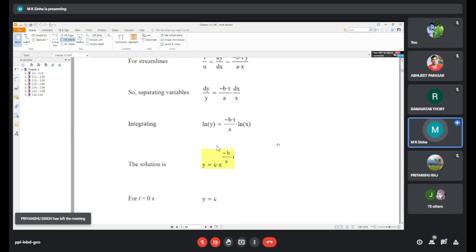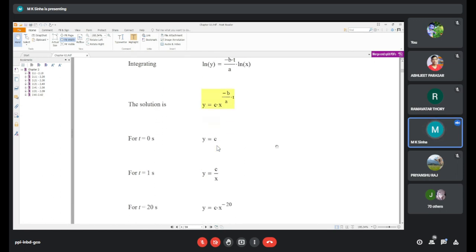Our interest is to find the streamlines for different time situations. First is t equal to 0. y will become some constant, a horizontal line obviously. Then t equal to 1 will give you y equals c times x to the power minus b/a, and t equal to 2 gives this.